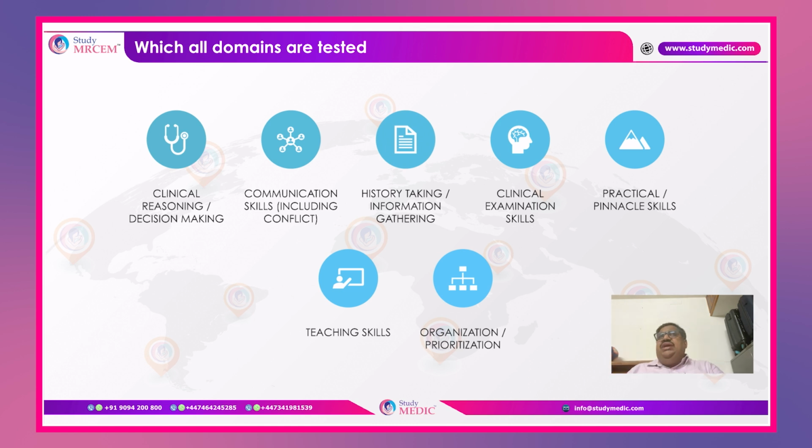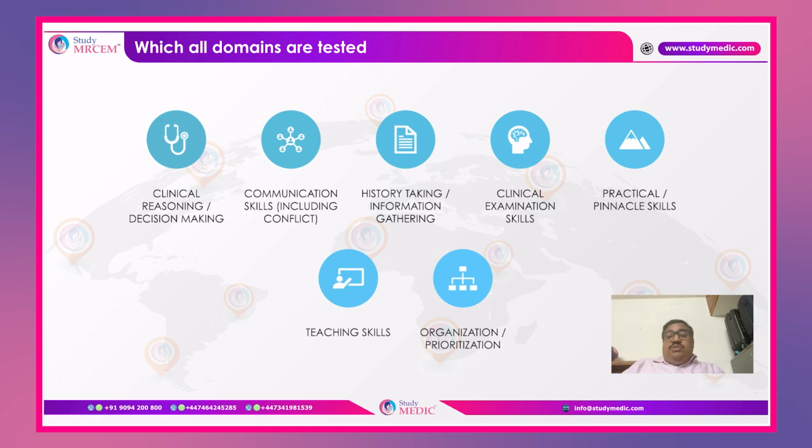So we are working in ED, it's very, very important to have good organizational skills. So how will you do triaging? When you have 10 patients coming to the emergency, and you have only 3 beds available, how will you manage them? These are the sorts of things you should anticipate in the organization and prioritization station.